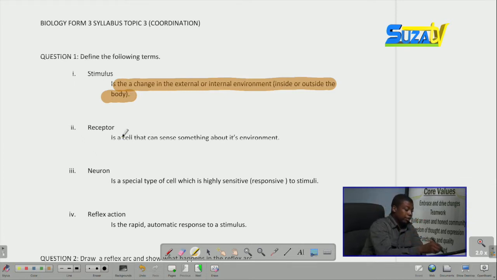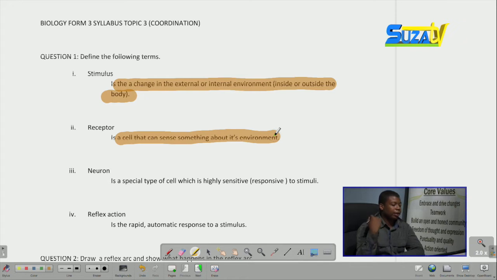We have a receptor. A receptor is also nothing but a cell that can sense something about its environment. That is, a receptor is any cell which can sense the change in environment. That is, it can sense a stimulus. So we have receptor cells. In the body, there are many receptor cells, which are the pain receptors, the heat receptors, pressure receptors, and all of these receptors inside the body have the singular job of detecting the changes or detecting stimuli which occur to the body.